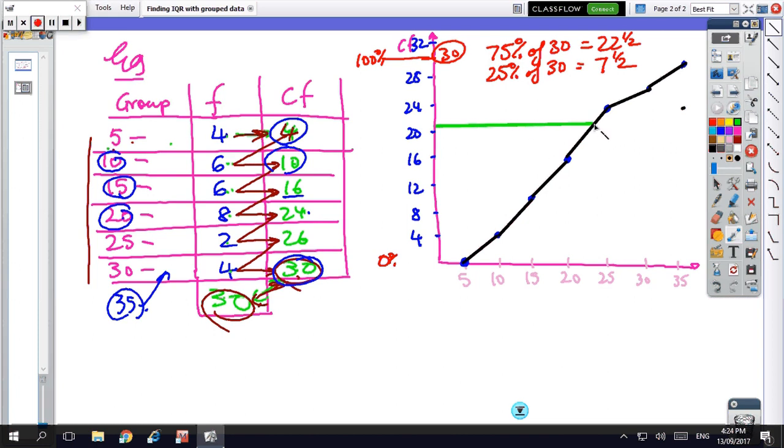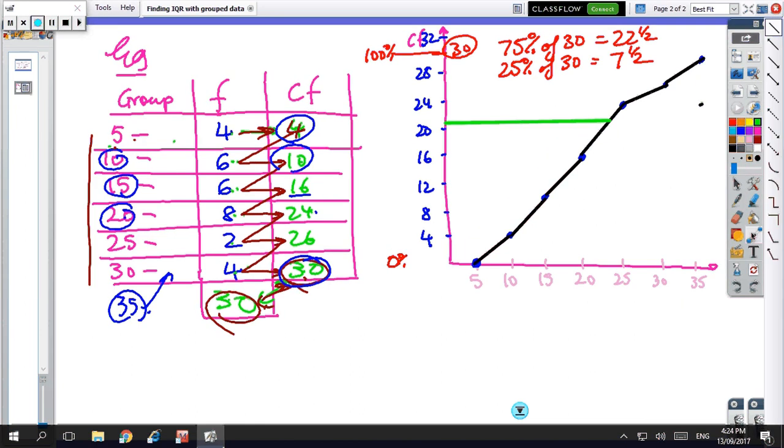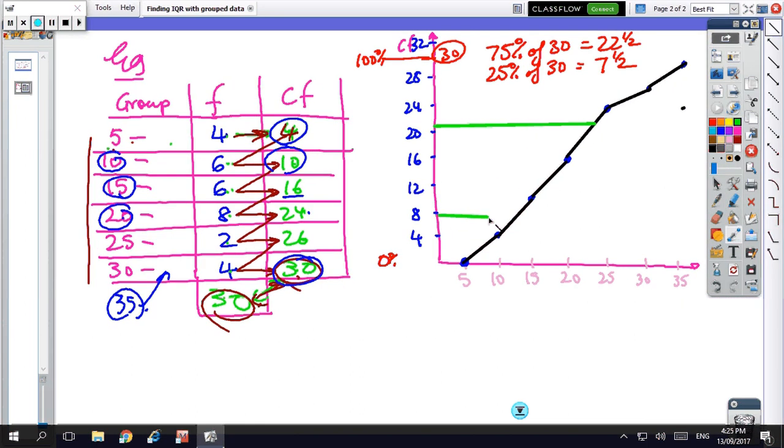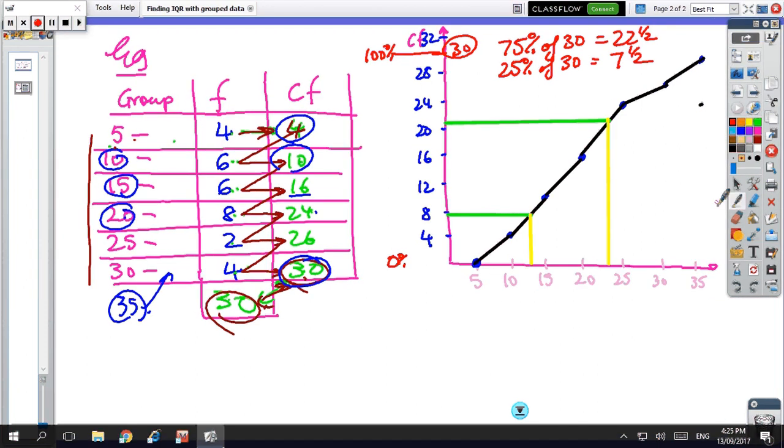So we're going to do horizontal lines, coming across until we hit the ogive, and once we hit the ogive, then you come straight down, and straight down, and using your best estimate, you say that Q1 is that number. So I'm going to say that Q1 is 13, and Q3 is that number, which I'm going to say is 23.